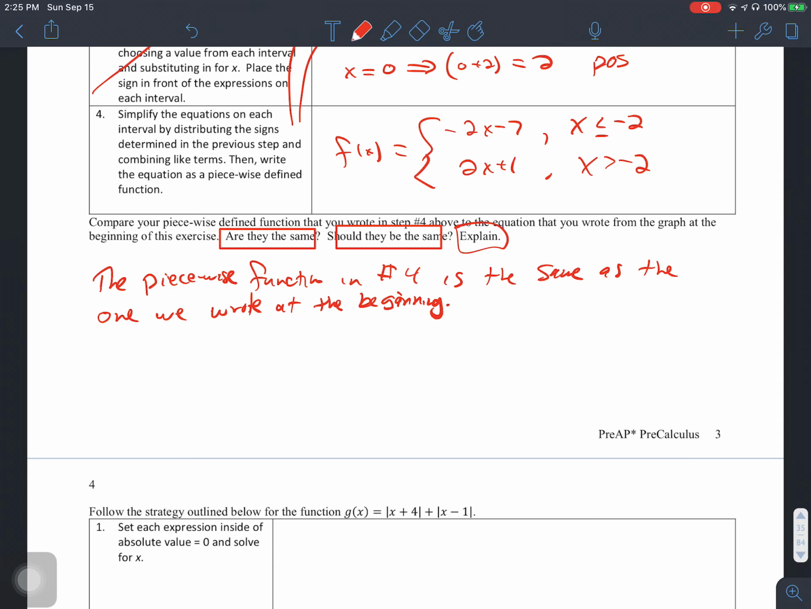Are they the same? We answered that. Should they be the same? Yeah, they should be the same. Yes. We can say "they" now because "they" is referring to the functions we mentioned. They should be the same.